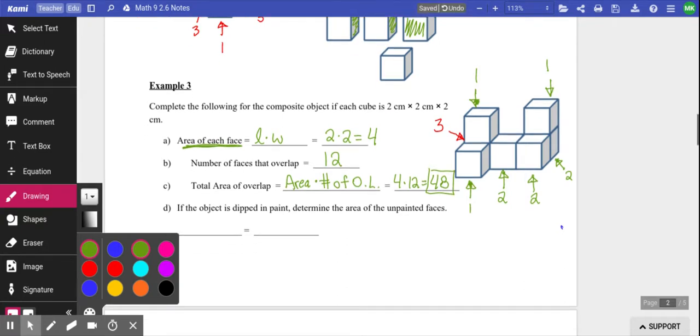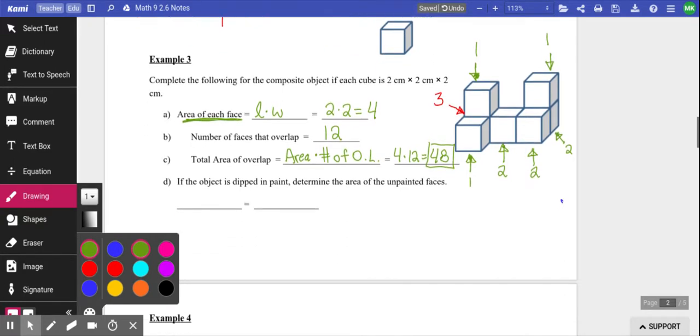Also, in part D, if the object is dipped in paint, determine the area of the unpainted faces. We're going to change this question a little bit to make it more fun. We're going to say determine the area of the painted faces. If you want to figure out the area of the painted faces, just because it'll be fun, I think you guys are looking to make this a little more interesting for yourselves.